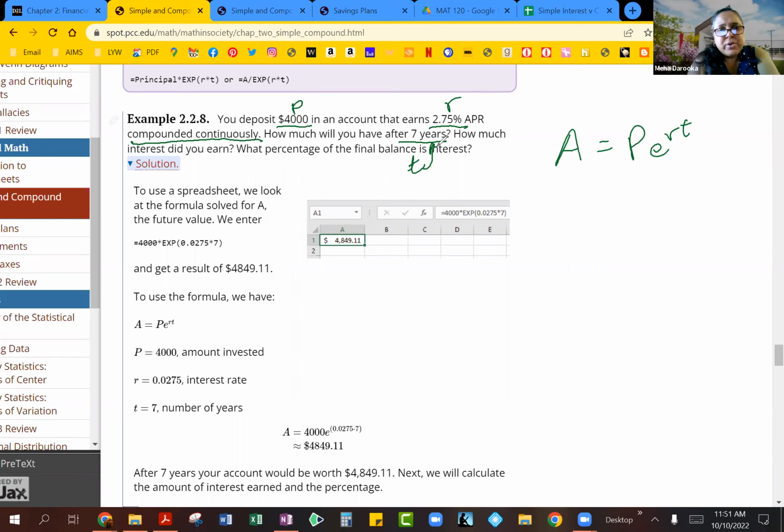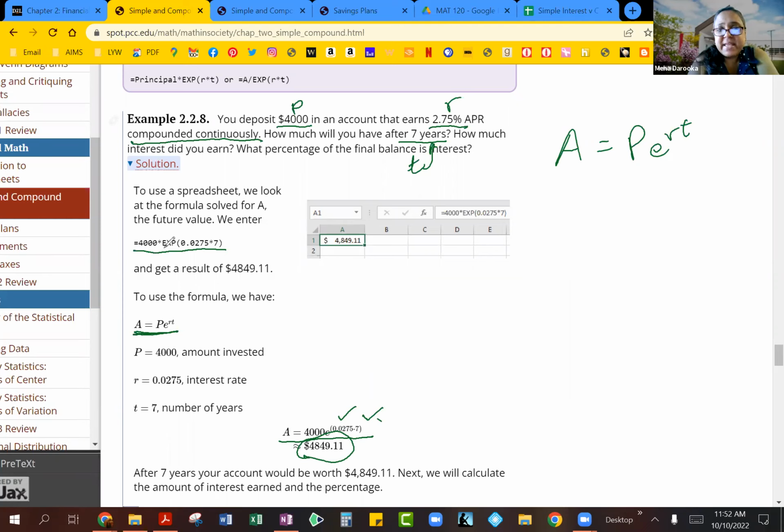So if you were just going to put this into the formula, you just take your 4,000 multiplied by the natural number E, and then E gets the exponent of R times T. So that's my rate of interest of 0.0275. And then we're doing this for 7 years. And you will see your balance comes out to be $4,849.11.